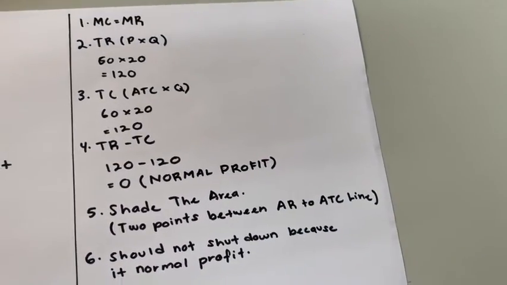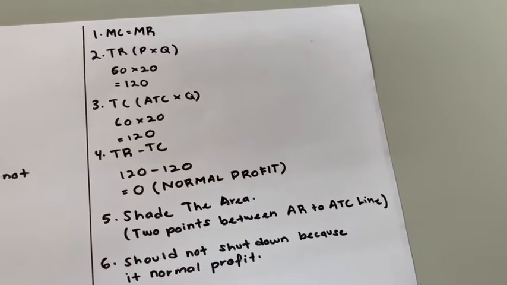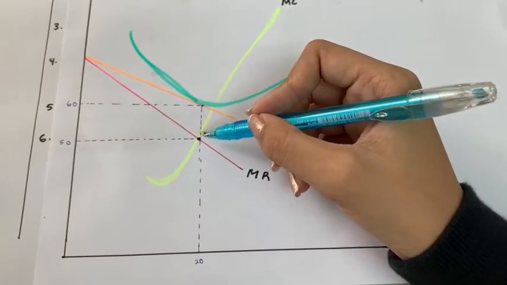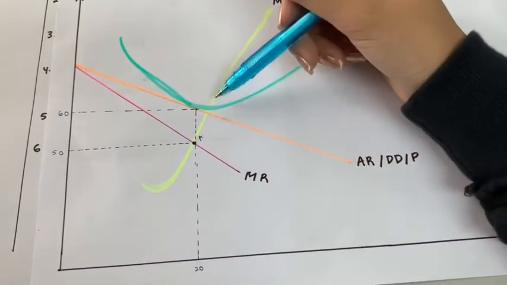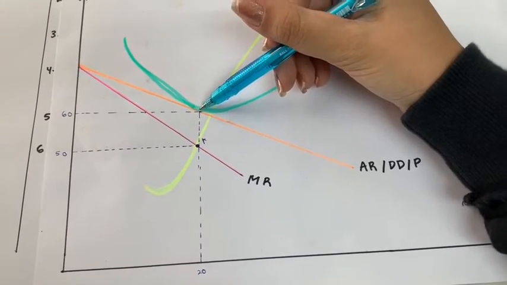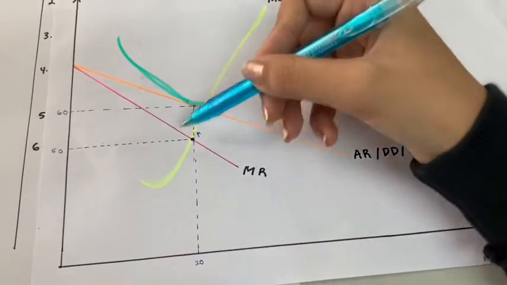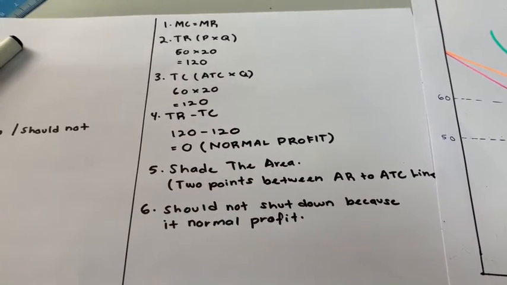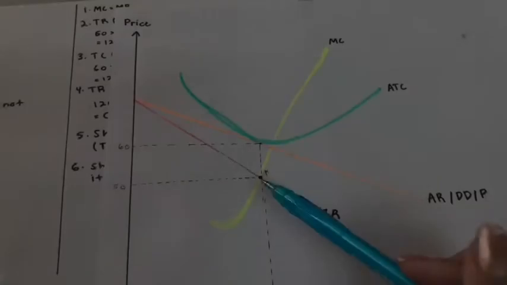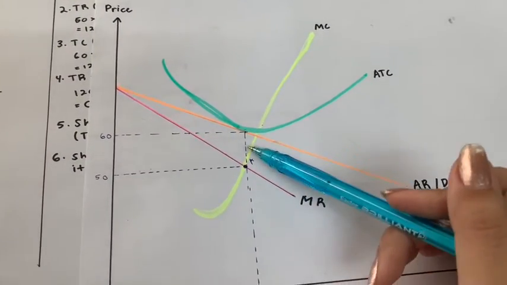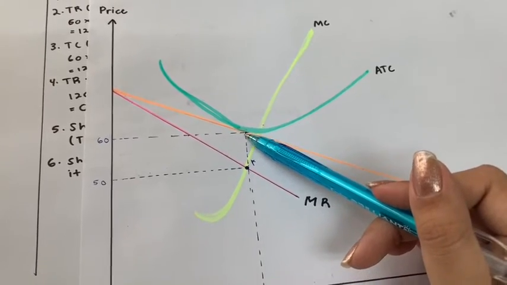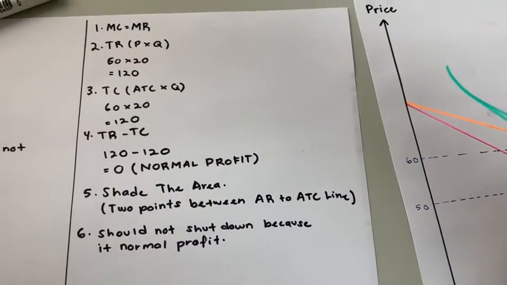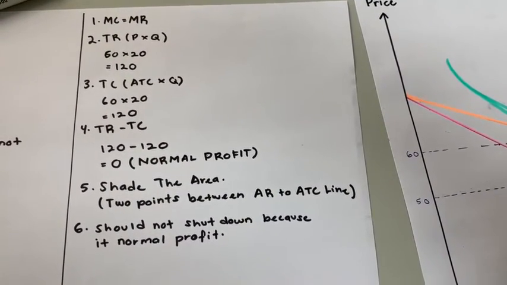The method to find total revenue is price multiplied by quantity. Firstly, from the A point, we have to find the P line. After that, you have to find the price and the quantity. The method to find total cost is ATC multiplied by the quantity. From the A point, you have to notice the ATC line and find the price and the quantity. For this question, TR is 120 and TC is 120.